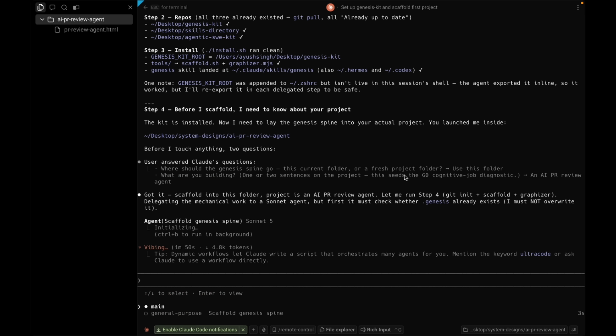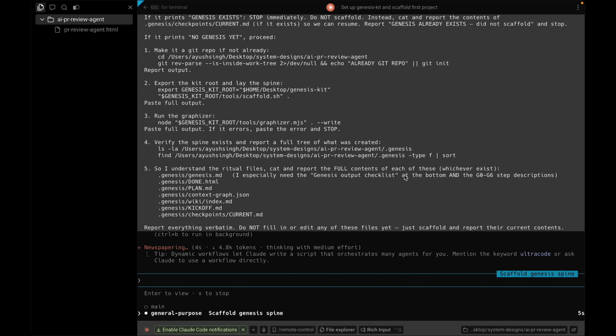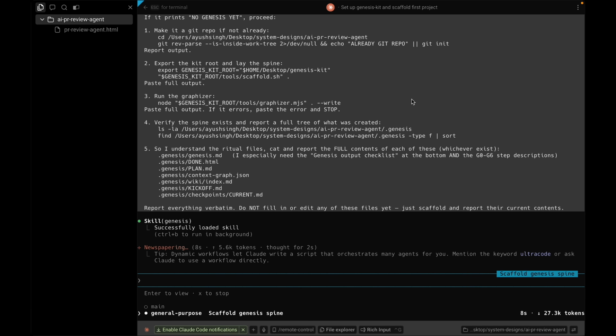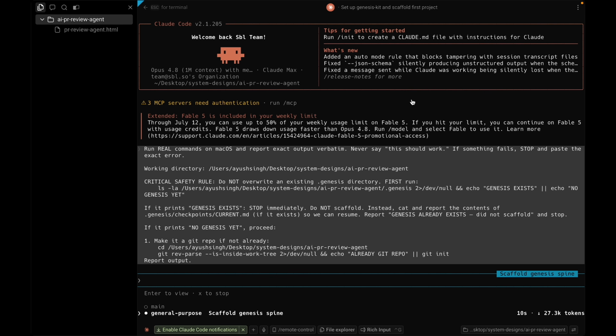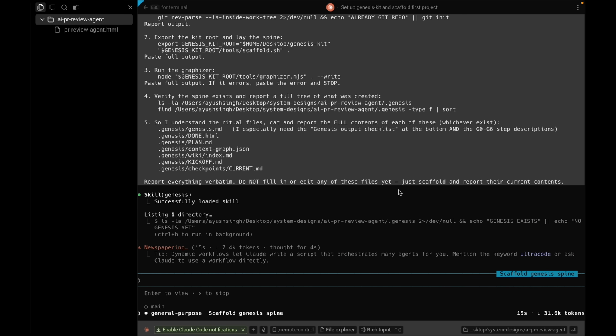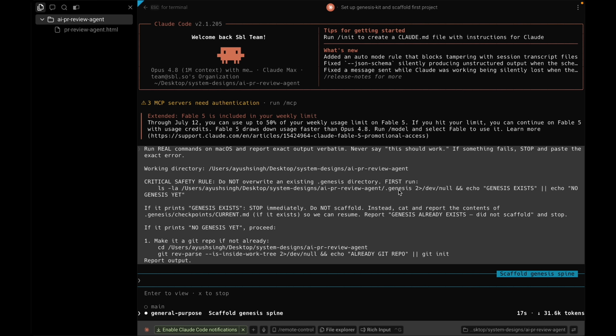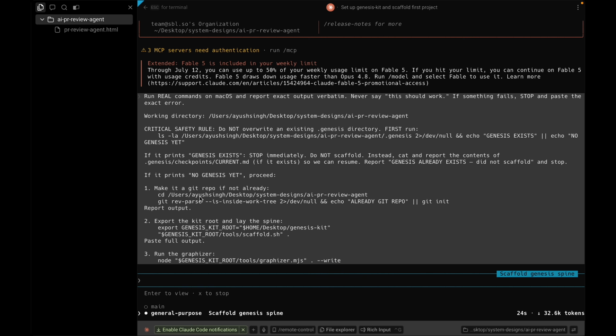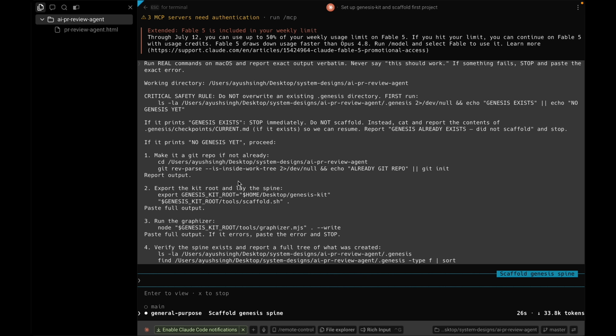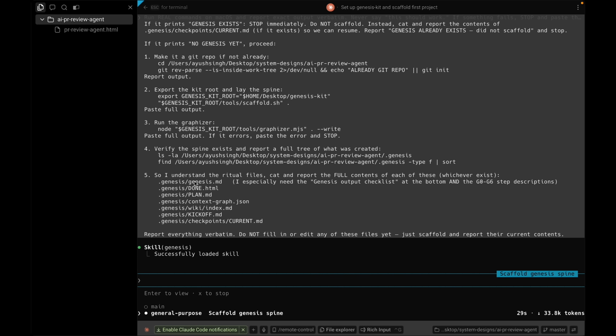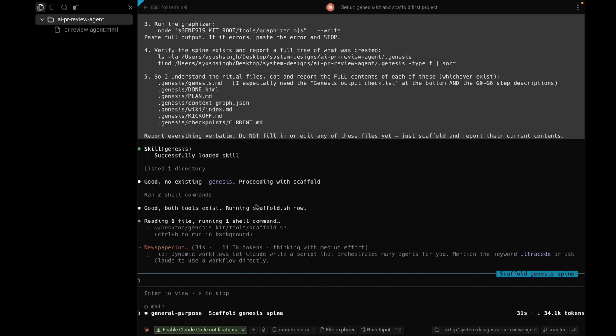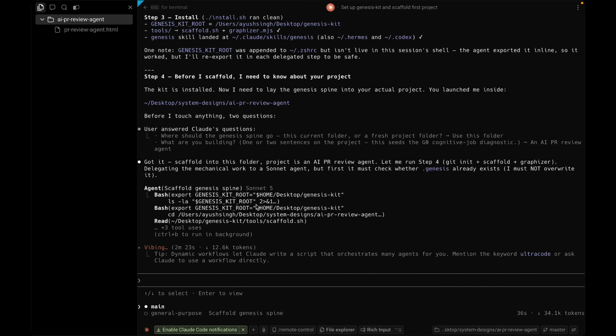All right, so it has spawned some agent. I'm not sure which agent it has spawned. Oh well, I think it has spawned Sonnet. So it is doing something, and I'm not very sure what it is doing. It is basically making sure that it does not write over an existing one. If it prints no genesis yet, proceed and make a GitHub repository, explore the kit, run the graphizer, then understand, and then run the gates. Now you'll see how your Genesis will work beautifully.